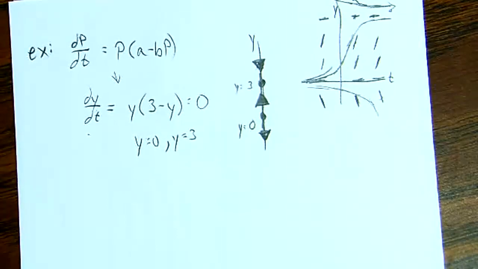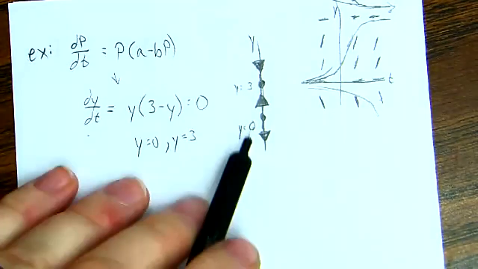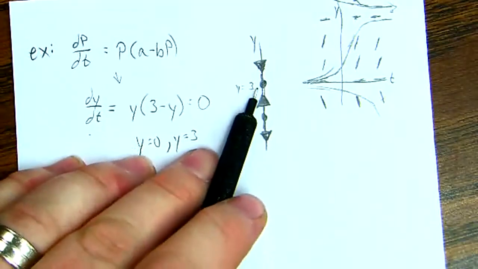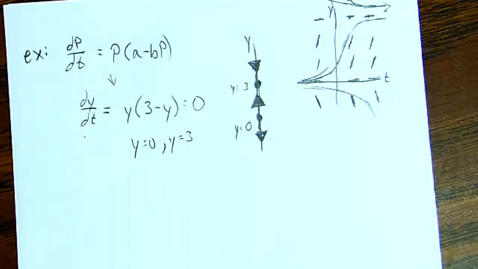The cool impact of this, the importance of this, is I don't have to solve this differential equation to tell you the long-term behavior of the system. If you tell me you start with a y value of 1, I don't have to solve this. I can just tell you, you start with a y value of 1, that's between 0 and 3. Your function is going to increase to 3. And I don't have to solve that differential equation. So this is incredibly powerful.